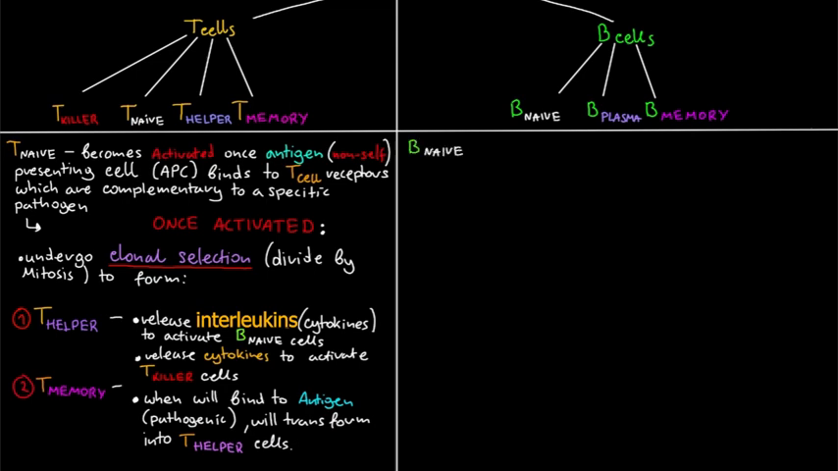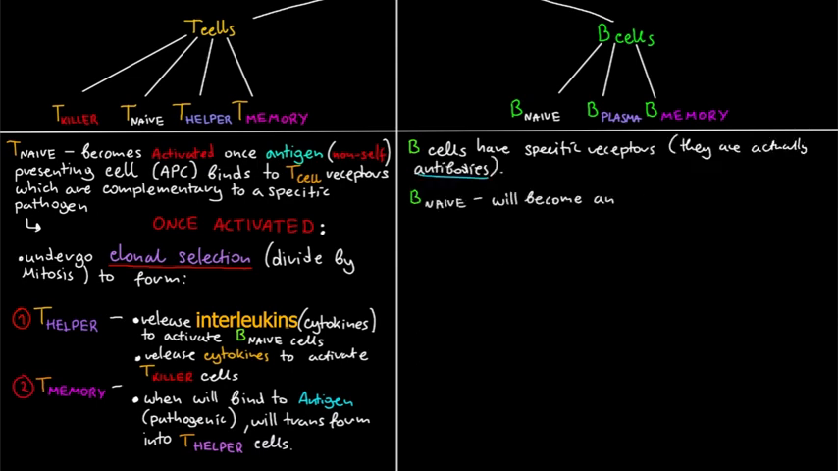Okay, so now let's talk about the B cells. B cells have specific receptors, so basically receptors which can recognize the antigen. Our B cells have specific receptors which are actually antibodies. You're going to see it later.